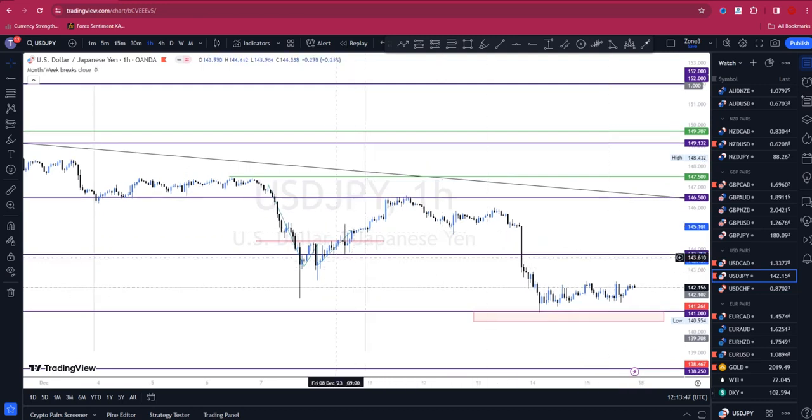So now after the neckline was broken, it broke with this candle. The neckline broke with this candle, this bearish candle. Let me show you the candle. This one, it broke with this candle.